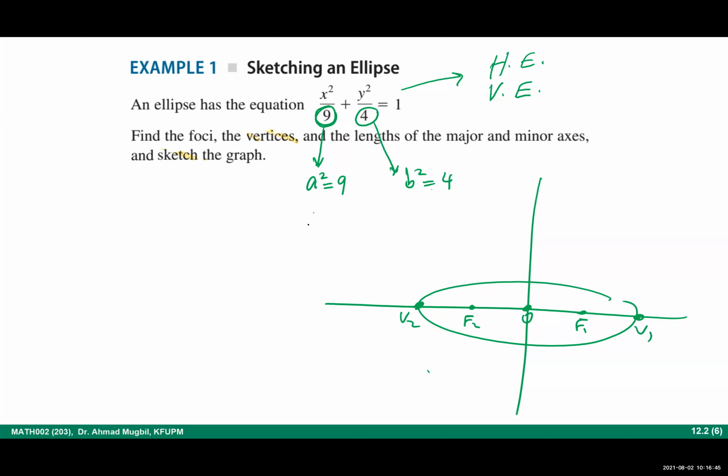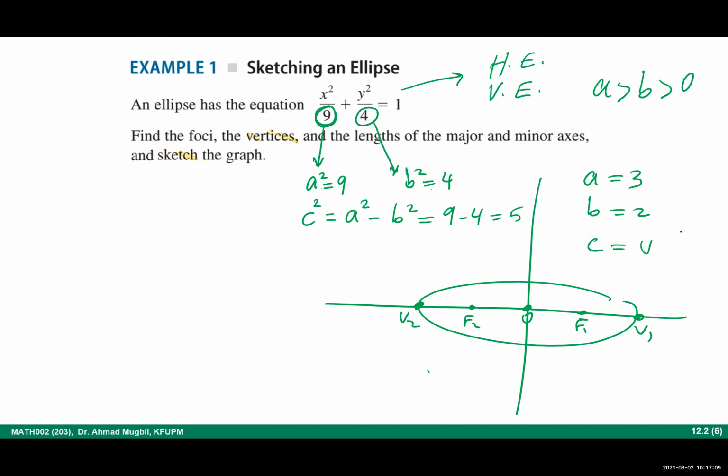I can find C squared. What is C squared? It will be A squared minus B squared. So it will be 9 minus 4, which is 5. So I have A, B, and C. A will be 3, B will be 2, because the square root of 9 is 3. When you take the square root, A is always positive. We say that A is greater than B, greater than 0. C will be the square root of 5.